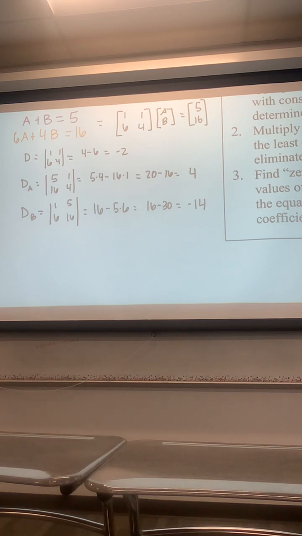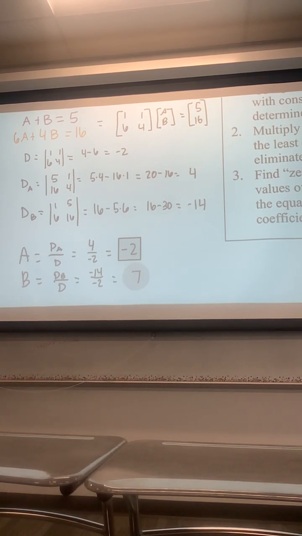Okay, and then that means that a is equal to whatever this is, which is 4 over negative 2, which is negative 2. And b is whatever this is, so negative 14 over negative 2, which is 7.